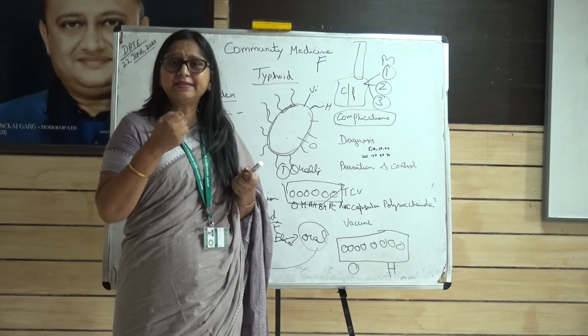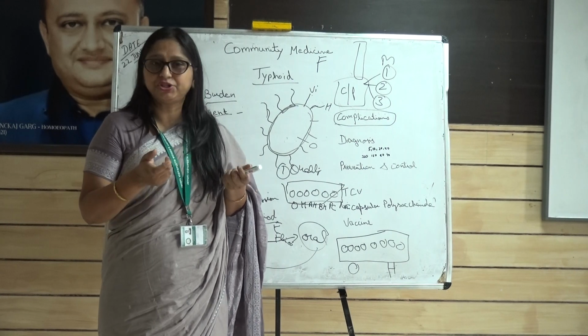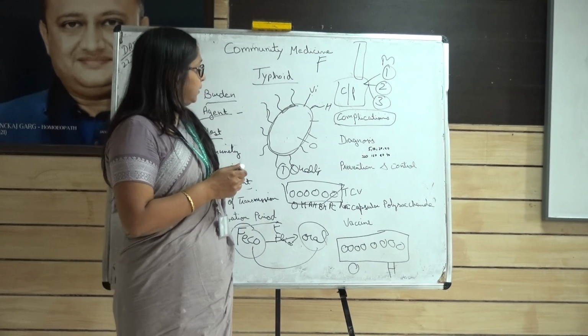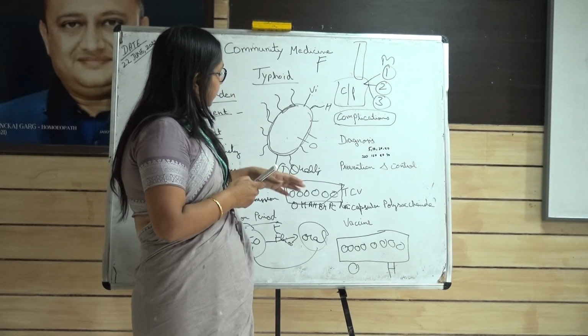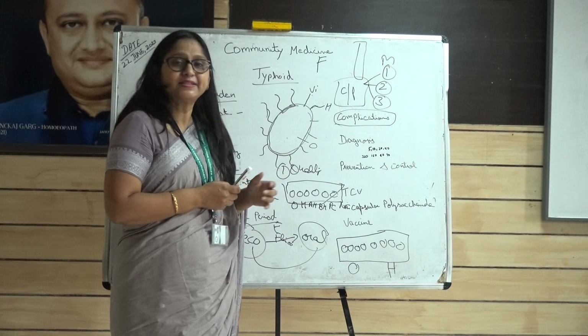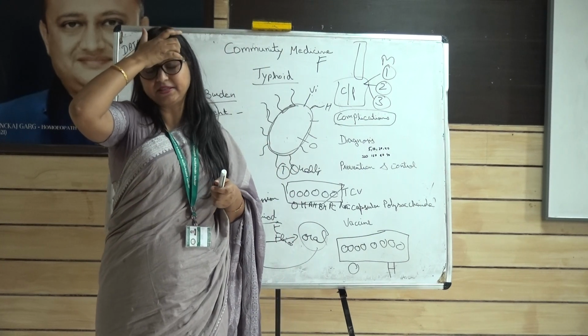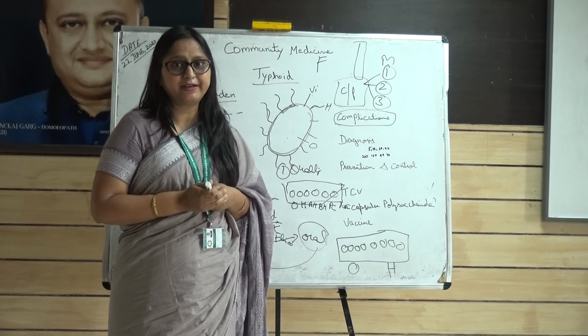The second type of vaccine is the killed vaccine. The killed vaccine is nowadays not used, it is outdated. The third one is the typhoid conjugate vaccine, the Vi capsular polysaccharide vaccine. WHO has recently approved this vaccine to be used in endemic areas.